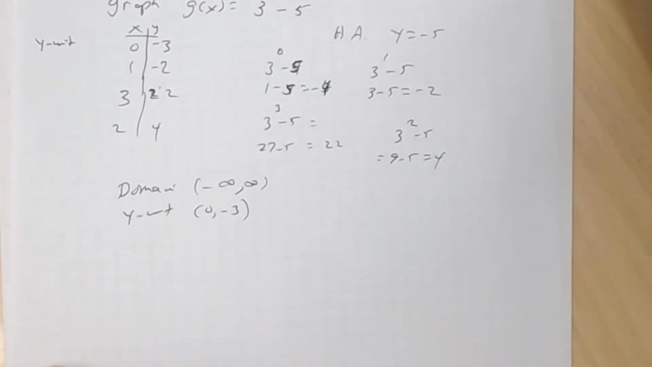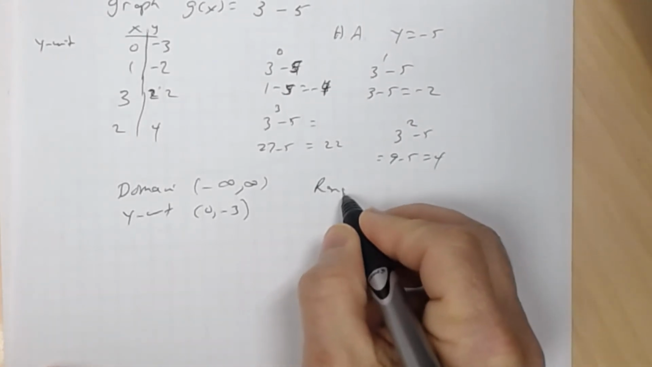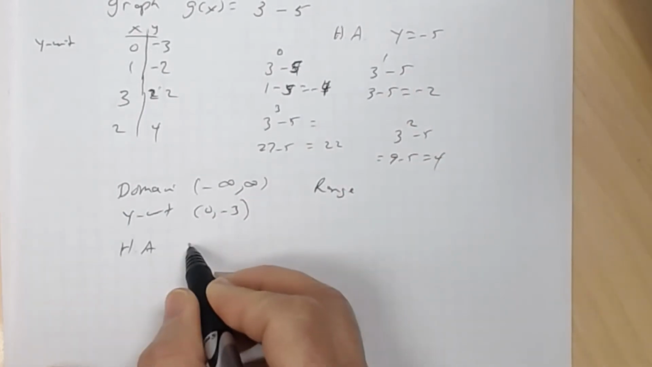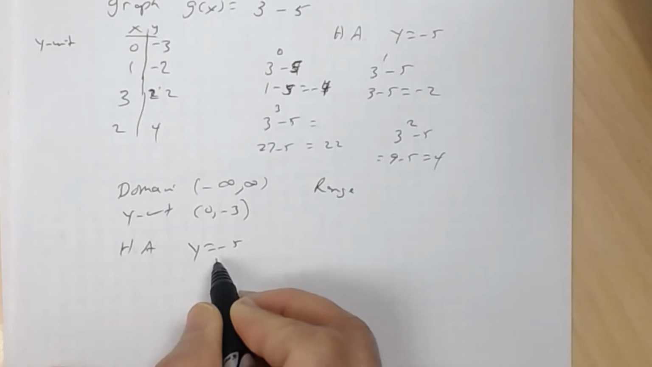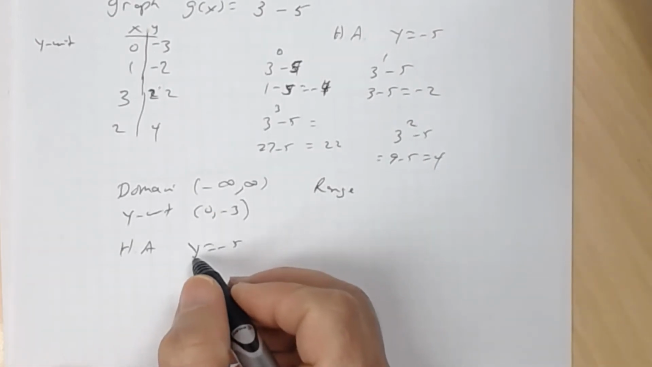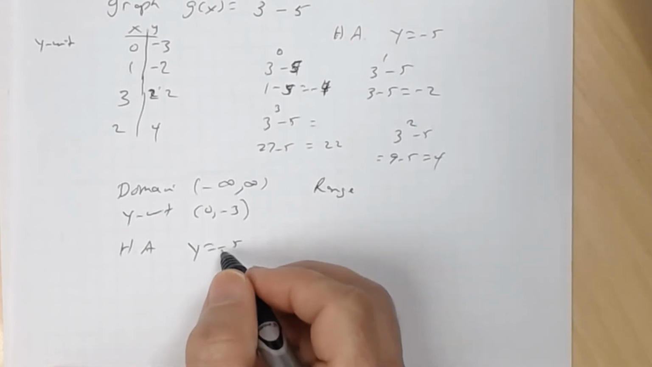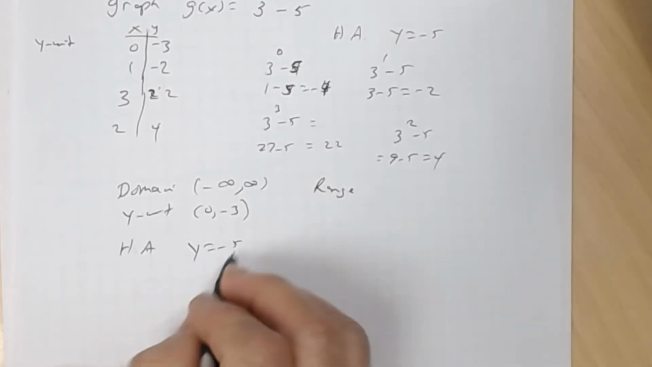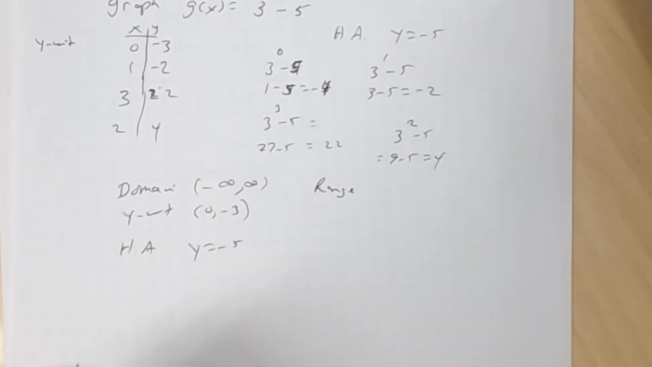Okay, now here's the other thing you've got to find, the range. And you already found the horizontal asymptote, so the horizontal asymptote is y equals negative 5. Don't just put negative 5. Remember how some of you, when you graphed quadratic functions and were asked to find the axis of symmetry and all you put was negative 5, you lost some points, right? The axis of symmetry and the horizontal asymptote are lines, so they're denoted as an equation.